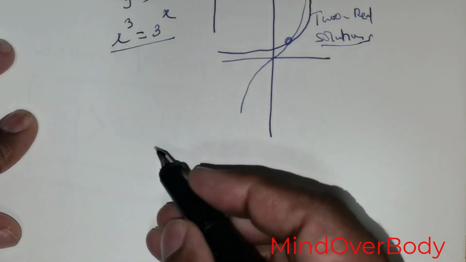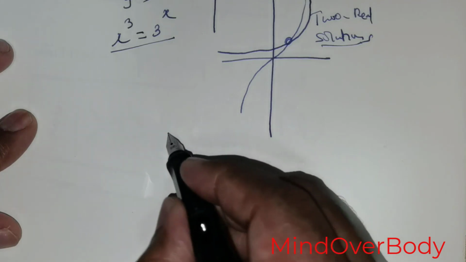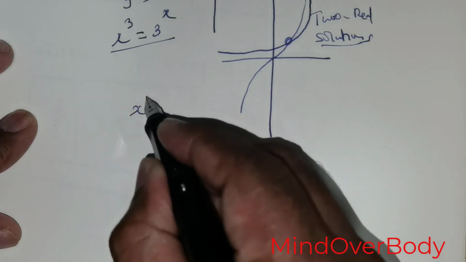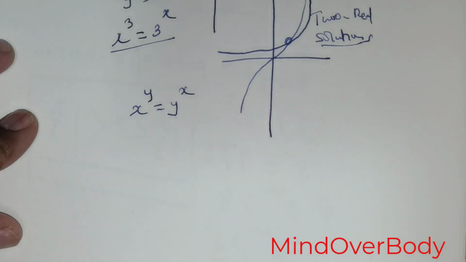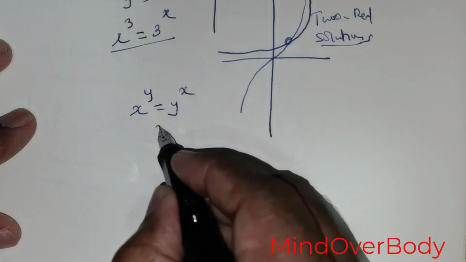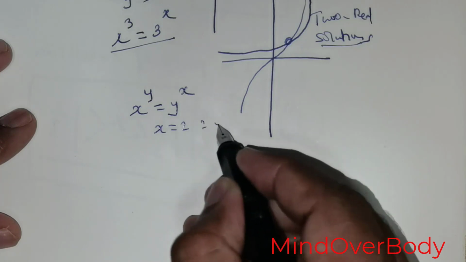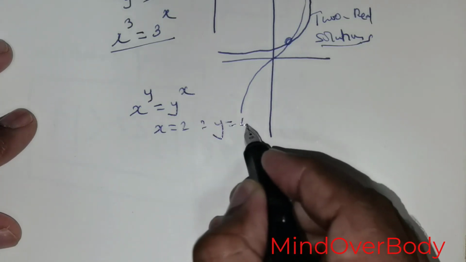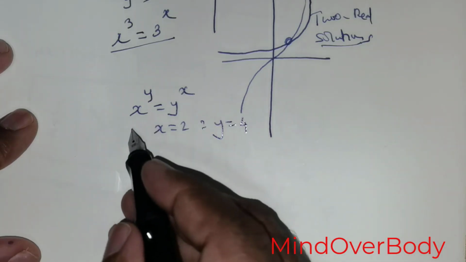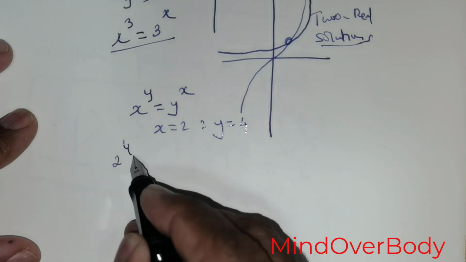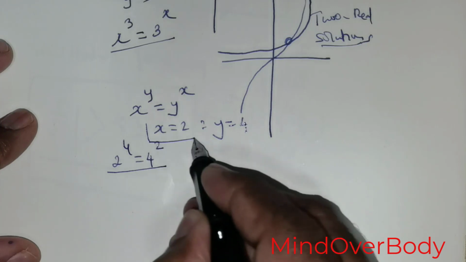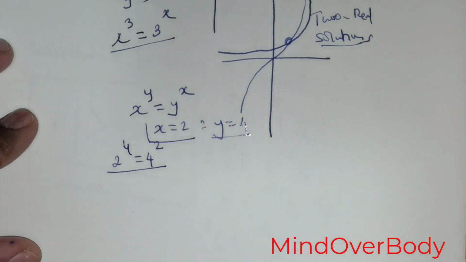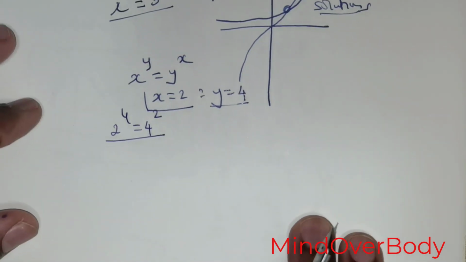Now clearly if you were to see the given equation, the equation given is x raised to the power y is equal to y raised to the power x. Now if I were to take x is equal to 2 and y is equal to 4, then clearly you can see 2 raised to the power 4 is equal to 4 raised to the power 2. So x is equal to 2 and y is equal to 4 is a solution. Now why is this important?